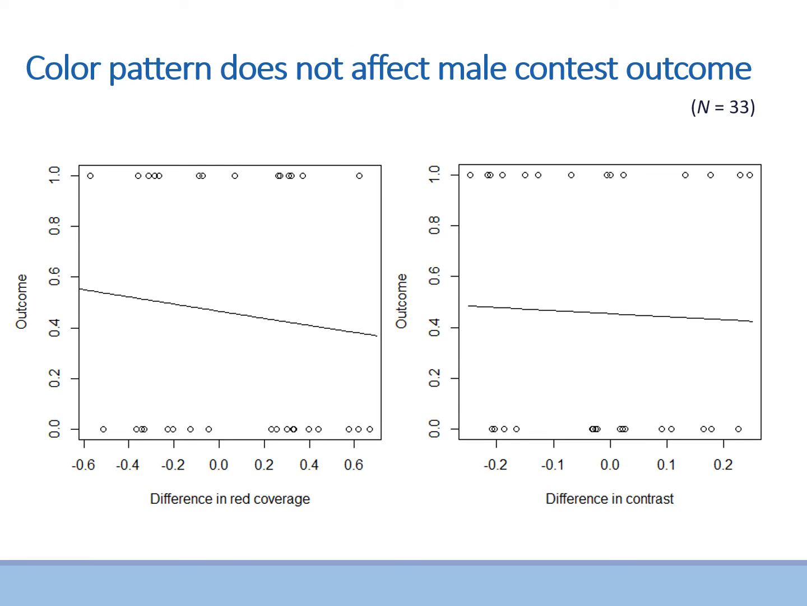Interestingly, color pattern does not affect male contest outcome. So neither red coverage nor contrast predicts the outcome of male-male competition in our study.